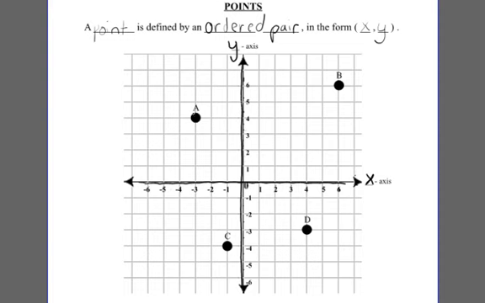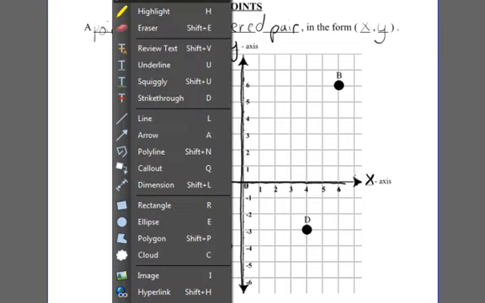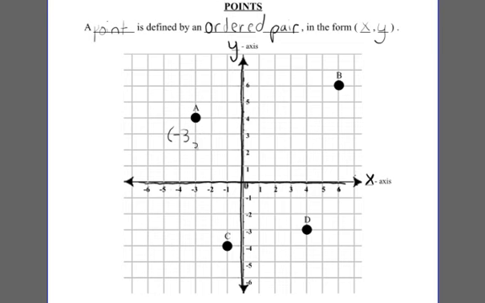So let's start with A. So we're going to start here. So we want to find the x-coordinate. So along this x-axis, go over, and we see that it's at -3. Now we have to figure out what it is on the y-axis. So we go up, and we see that it is at 4. Okay, so A is going to be -3, 4.